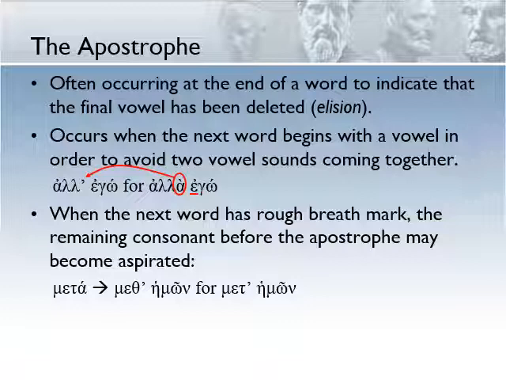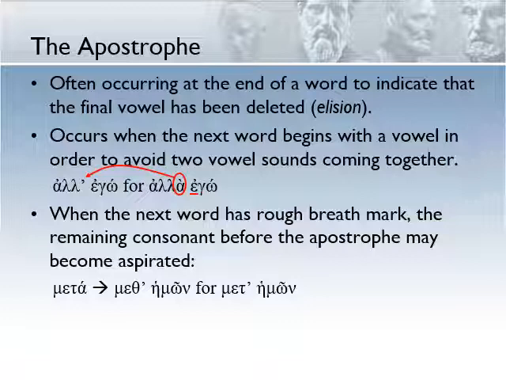So this gives us meth'hemon: mu, epsilon, theta, apostrophe, eta, mu, omega, nu. Now, since hemon starts with a vowel, the alpha elides, but notice the hemon has a rough breathing. And the rule here is that when the next word has a rough breathing mark, then the remaining consonant in the first word will become aspirated.